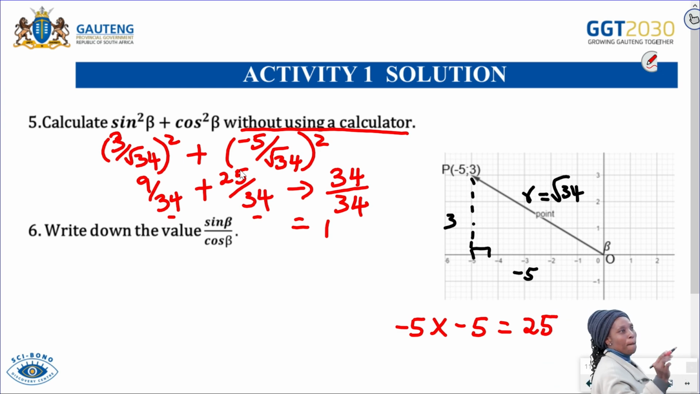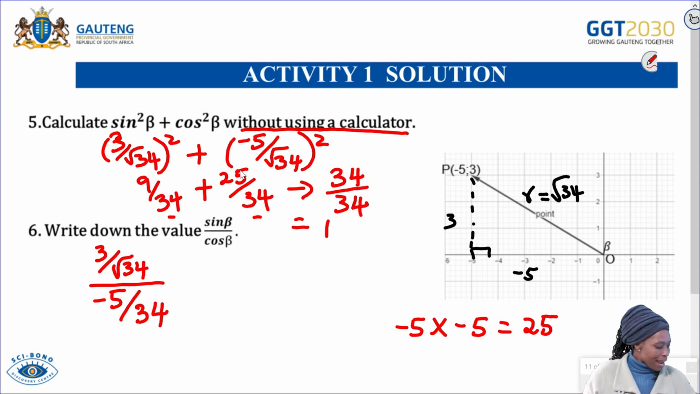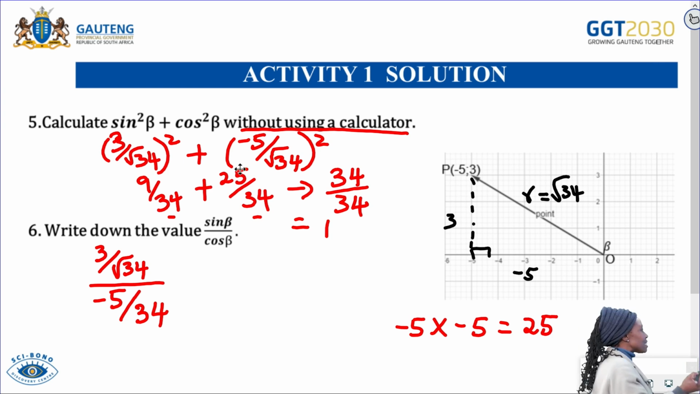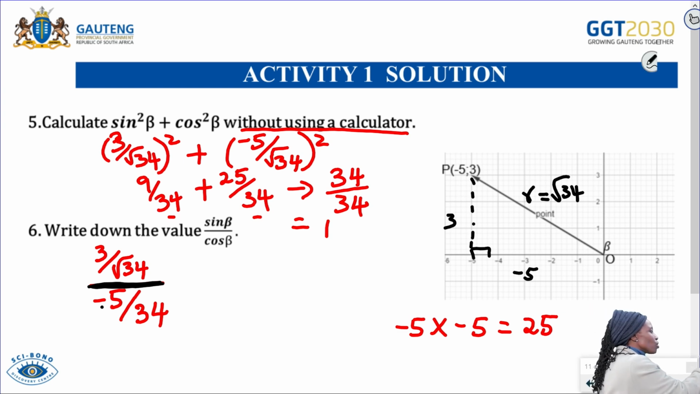I have sine beta. Sine, remember I said sine is 3 over square root 34, all over cos. Cos I said is -5 over square root 34. And now in this case, when I am dividing the fractions, I change division into multiplication. So remember this line. This line is a dividing line. It divides. So when I'm dividing the fractions, I change the division into multiplication. And what next? I am going to swap these around.